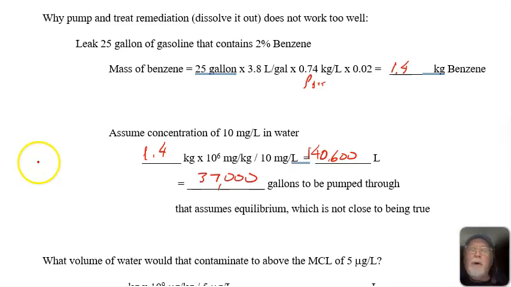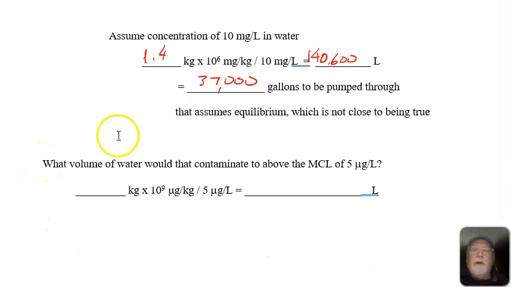So just pumping water through these sites with high organic contamination in it is not very effective. By the way, this 10 milligrams per liter assumes equilibrium, which is not close to being true. Once you get the easy stuff dissolved out, it's going to take a longer time to get it dissolved out.